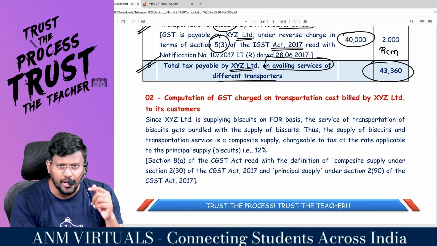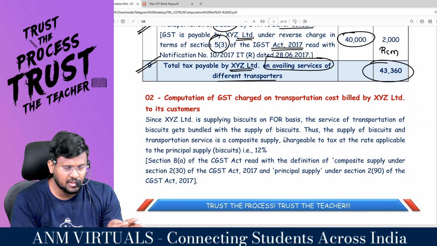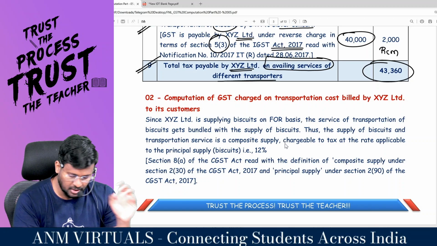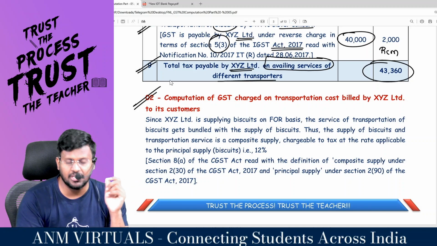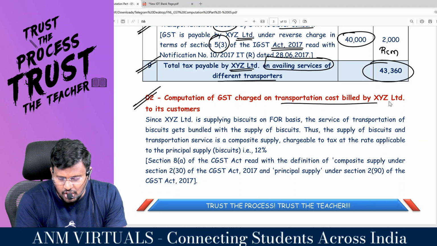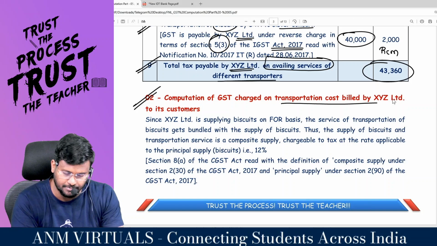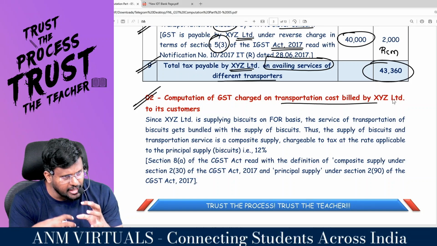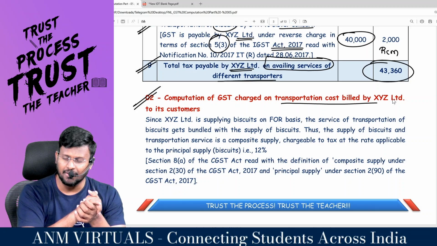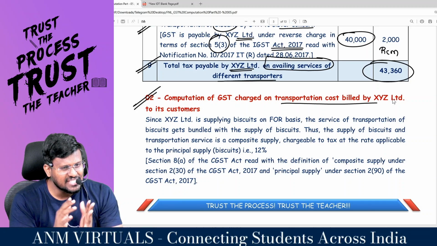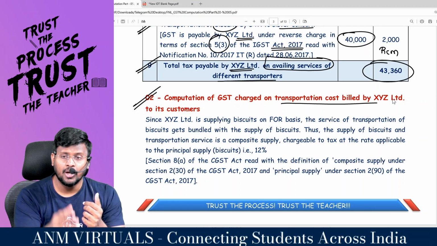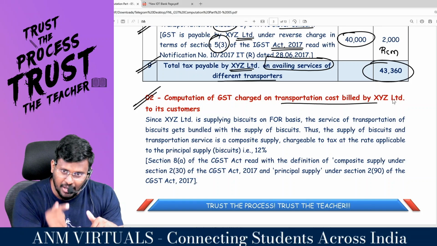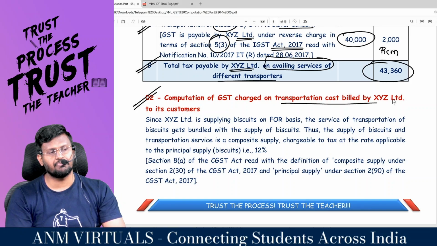The point that should strike in your brain is flour, wheat, milk, butter, all these things you should know. Right, fantastic. But the real hero starts from here. Computation of GST charged on transportation cost billed by XYZ Limited to its customer. Actually, our company is providing a composite supply. That means they are selling biscuits and also providing the GTA services, transportation of goods services. For that, our company is billing a 2% markup.